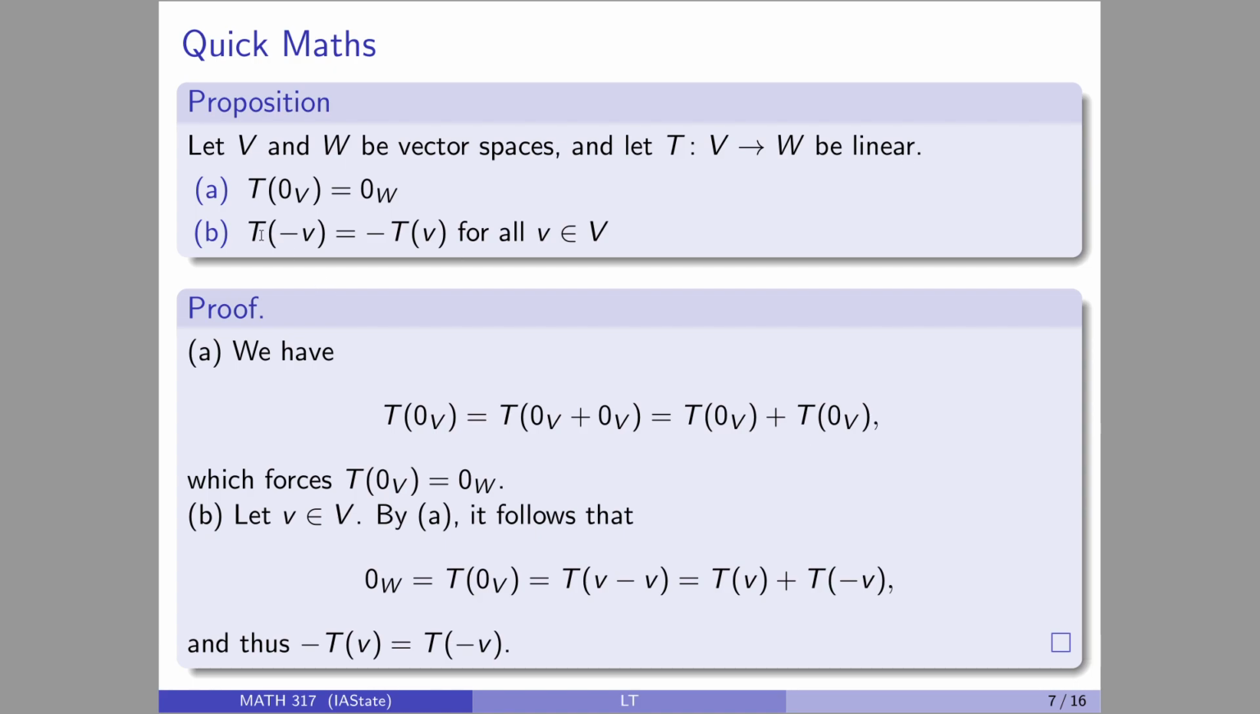All right, and note something here. This tells me something else about linear functions. Remember, a function is called odd if it pulls out negatives. So this actually tells you every linear function is odd, which has peculiar consequences in certain situations.